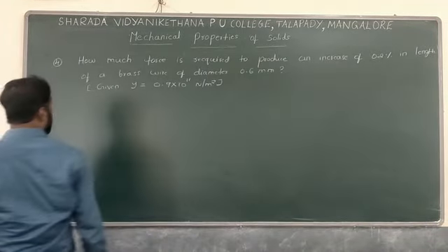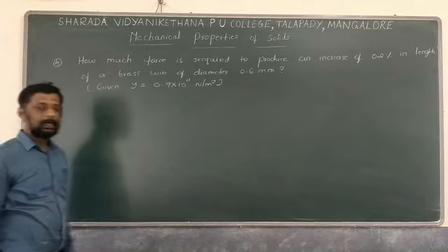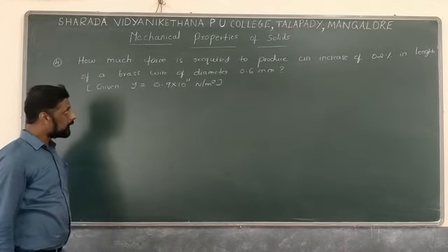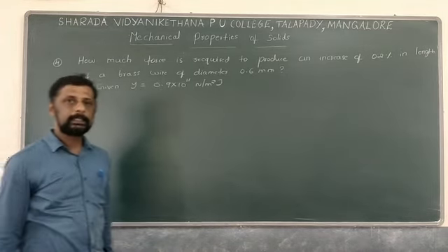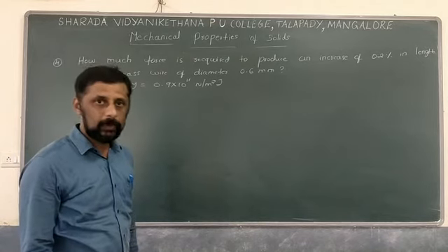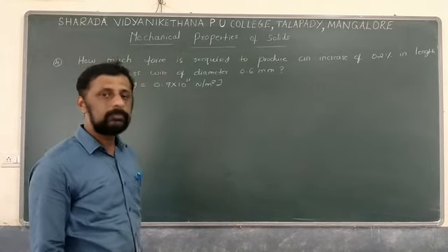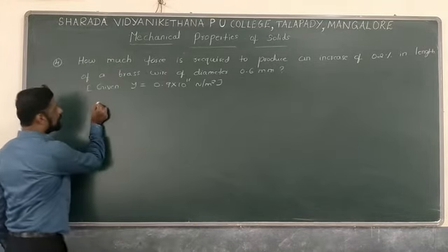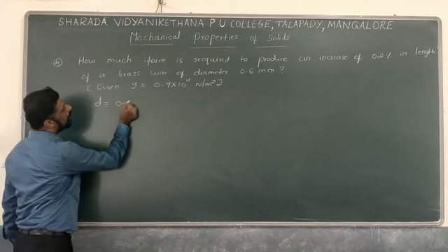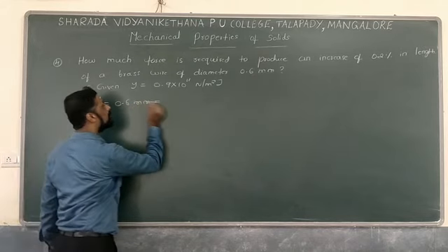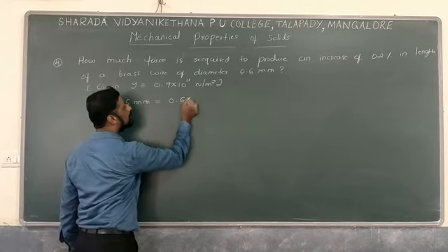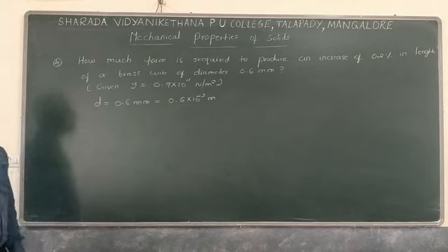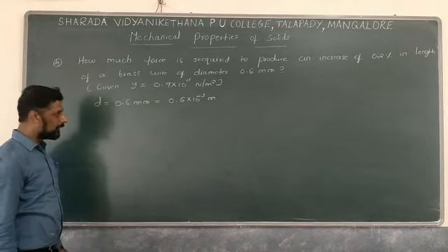Okay students, next problem. How much force is required to produce an increase of length of 0.2% in length of a brass wire having the diameter 0.6 millimeter? So what is the minimum force required to produce an increase in length of 0.2% to its original length? So given diameter is equal to 0.6 millimeter. So convert it into meter, that is 0.6 into 10 power minus 3 meter. Young's modulus is given 0.9 into 10 power 11 Newton per meter square.